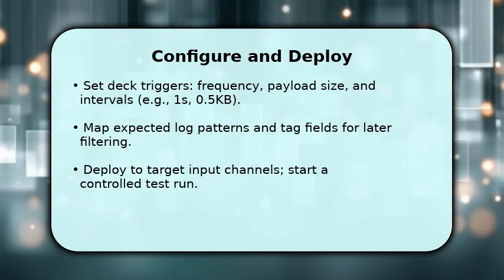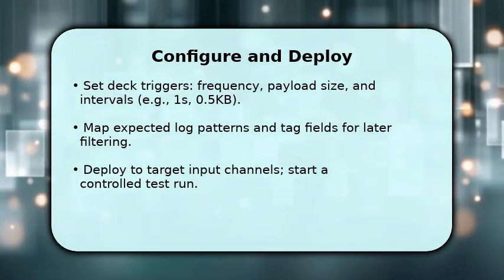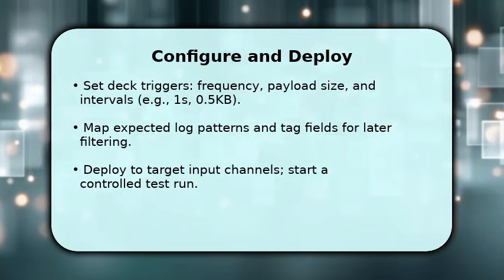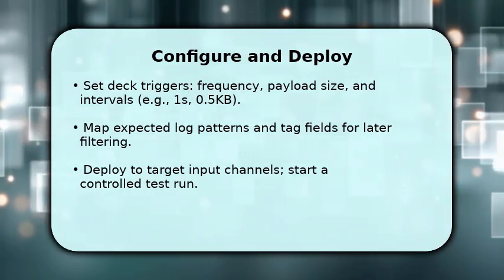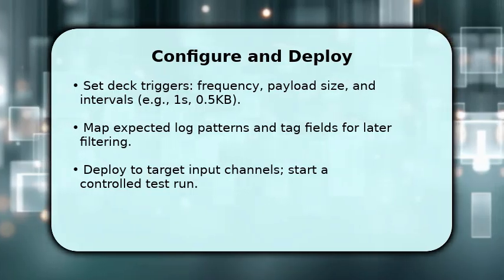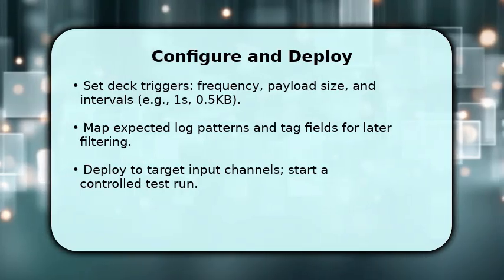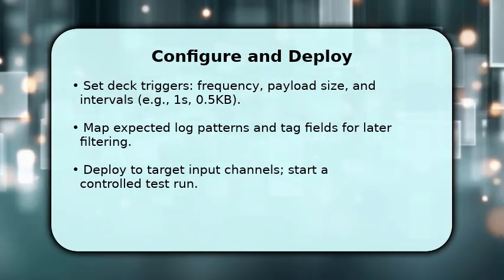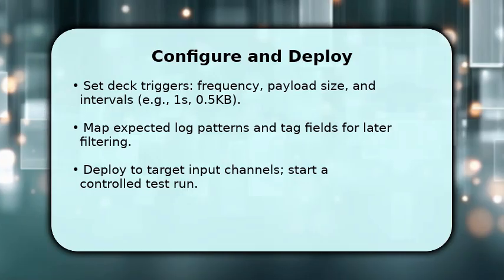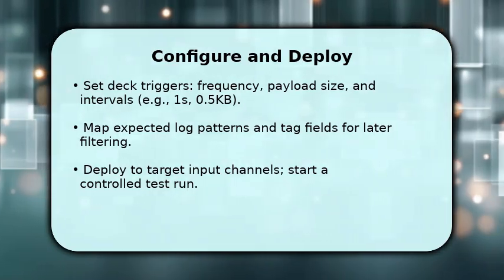Now configure the core parameters and continue the process with deliberate actions. Set triggers for frequency, payload size, and intervals so the deck produces consistent, analyzable events. This helps you correlate cause and effect. Map expected log patterns and tag fields in your collector so filters can extract bait events later.